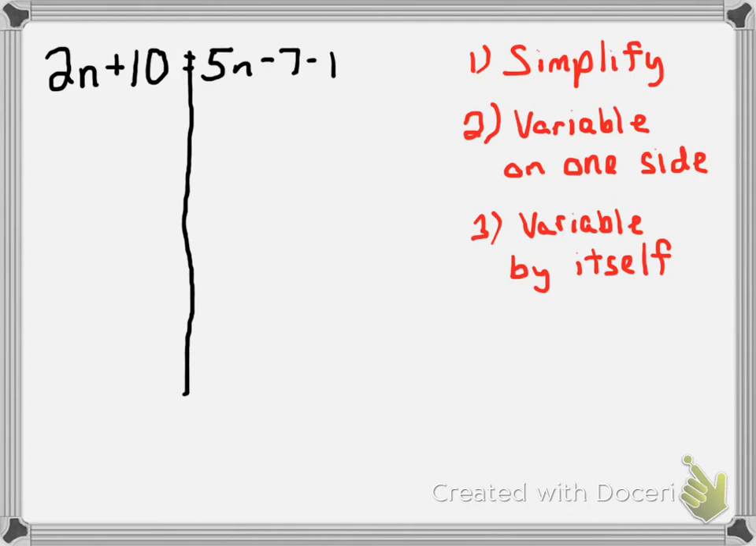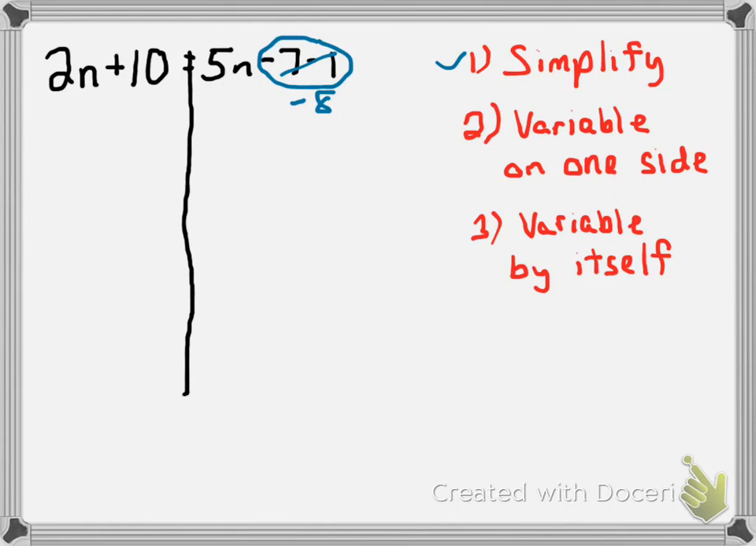First step, simplify. We can simplify this equation by combining like terms. Our like terms are -7 and -1. When you combine those, you get -8. Step 1, done. We have simplified the equation. There's no more like terms. There's no distributive property.